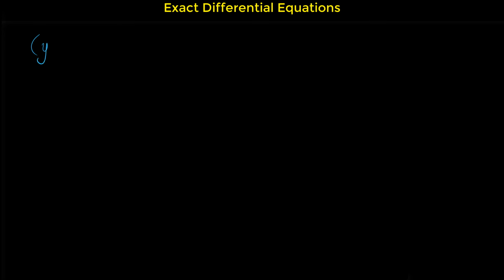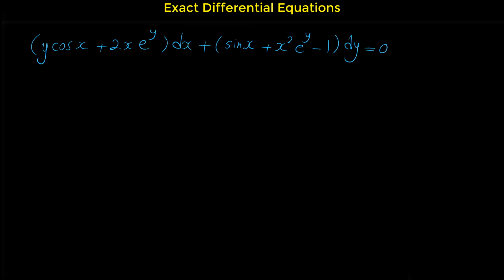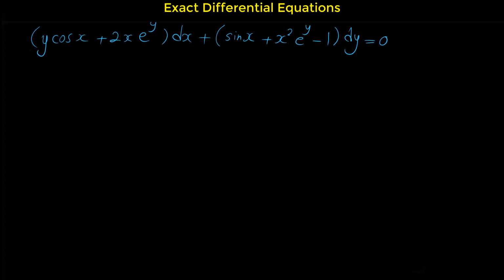The differential equation was (y cosine x plus 2x e to the y) dx plus (sine of x plus x squared e to the y minus 1) dy equals 0. In this differential equation, M is y cosine x plus 2x e to the y, and this expression is N. We can use this formula for finding the solution of an exact differential equation.